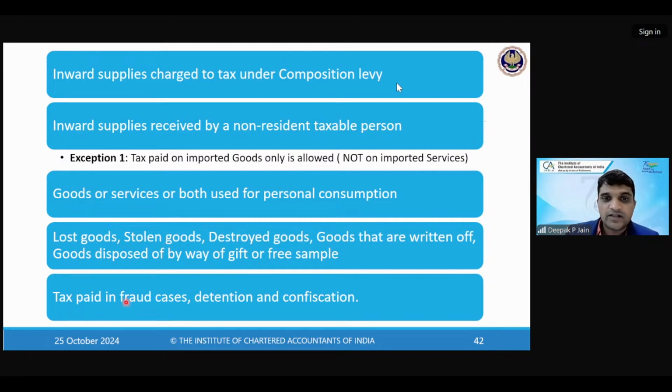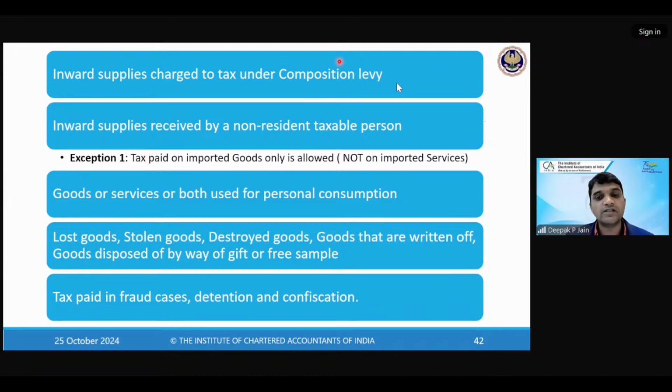Then the last point is tax paid in fraud cases, detention and confiscation. When the goods have been confiscated, when the goods have been detained, and when they have established that you have done any fraud, these three cases are separate cases. It could be a case of fraud, it could be a case of detention of goods, or it could be confiscation. In all of these cases, credit is not available. Okay.